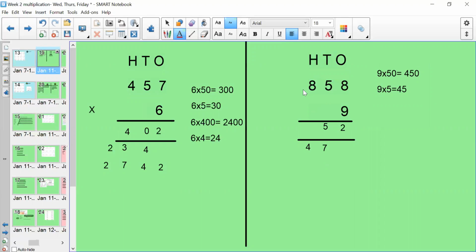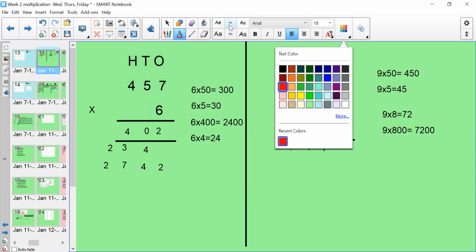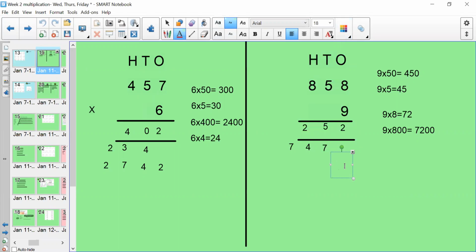Okay, then we do the same, so 9 times 800. We know from this answer that 9 times 8 is 72. So if 9 times 8 equals 72, then 9 times 800 is going to equal 7,200. So we can put 7 in our thousands column and 200. Okay, then we need to add those together. I'm just going to change my color. So the ones column would be 2.